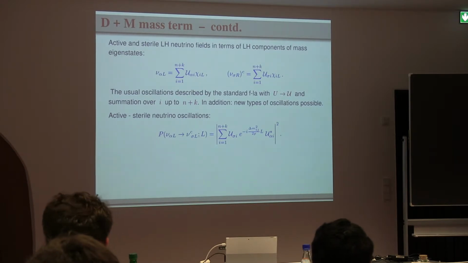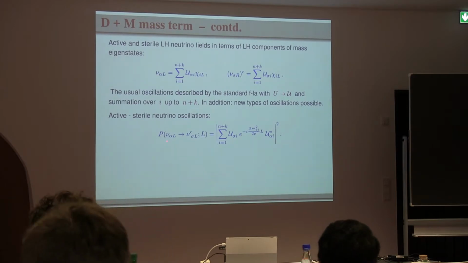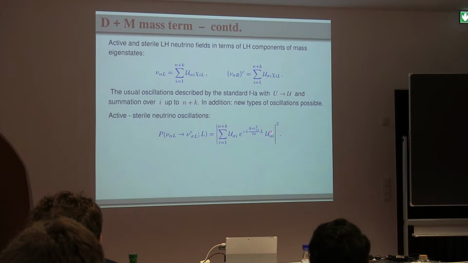That was already something new. The standard formula will be the same for the standard oscillations. But now there are two new possibilities. One is oscillations between active and sterile neutrinos. And this is the formula for oscillation between active and sterile neutrinos.